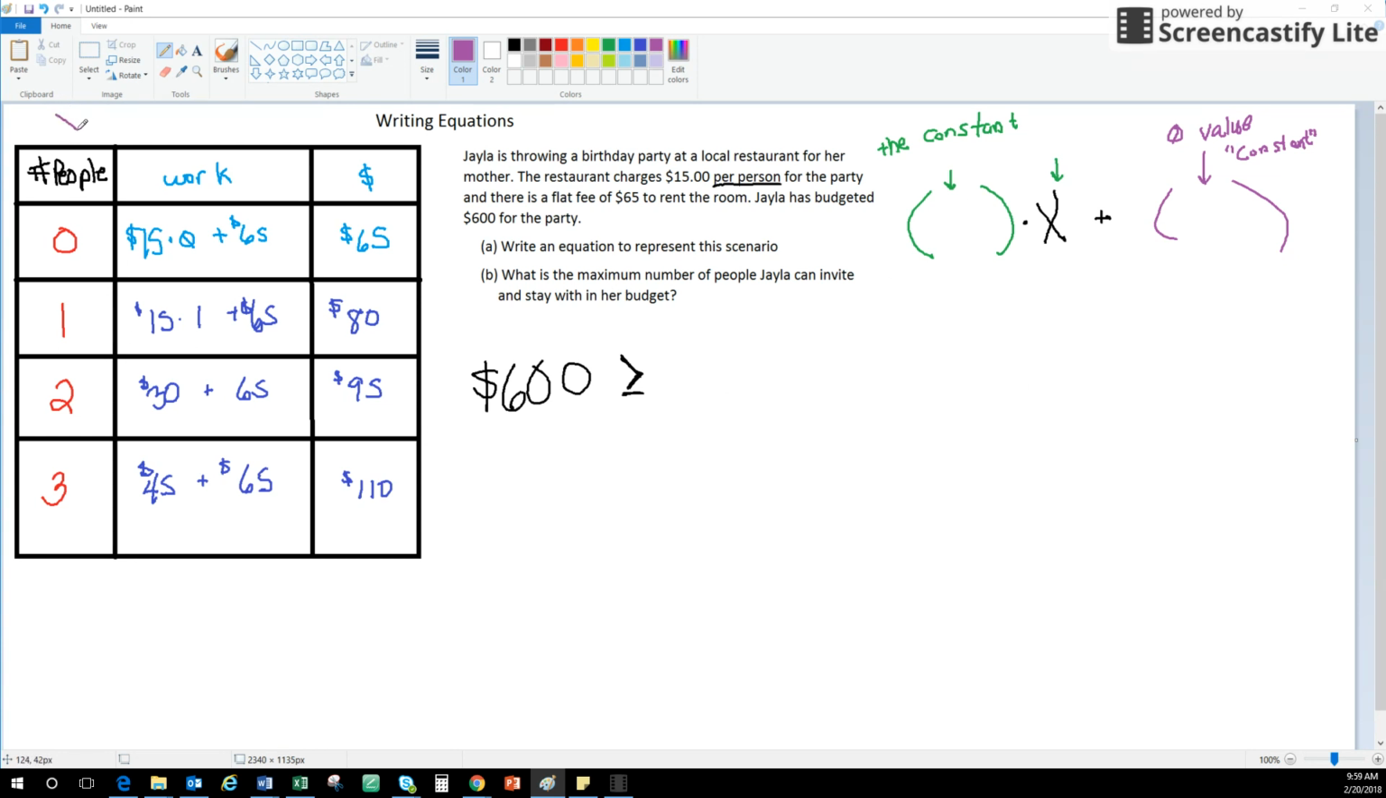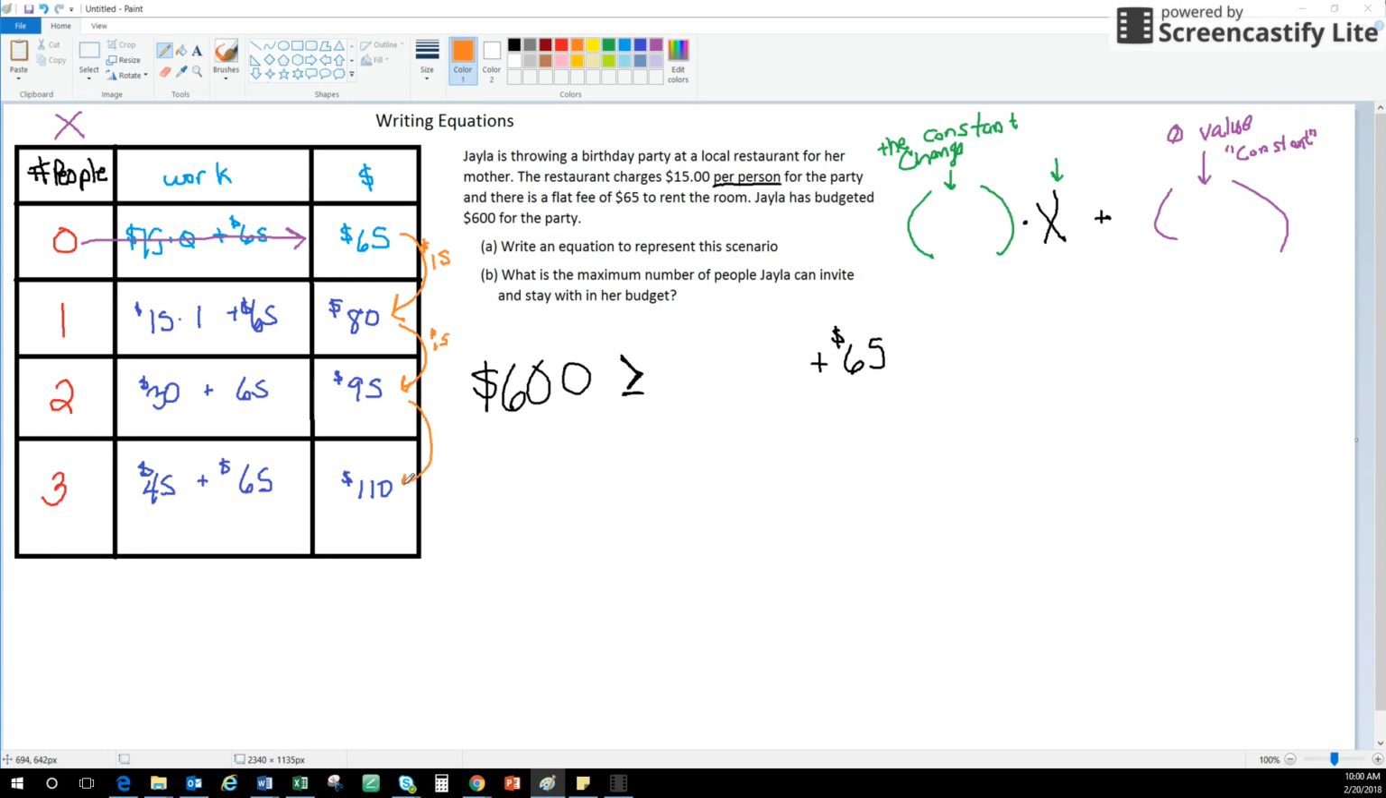So if we look over here and say the number of people was x, 0 told me that $65 was going to be spent. So I know this equation is going to have plus $65. Now the constant change: if we look at each step of that chart we made, we should notice a pattern. From 0 people to 1 person was a $15 increase. From here to here was also a $15 increase.